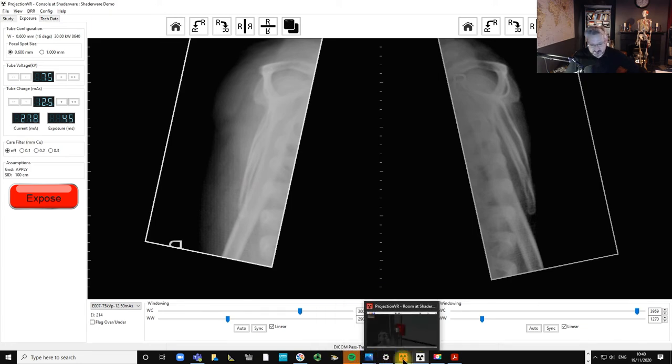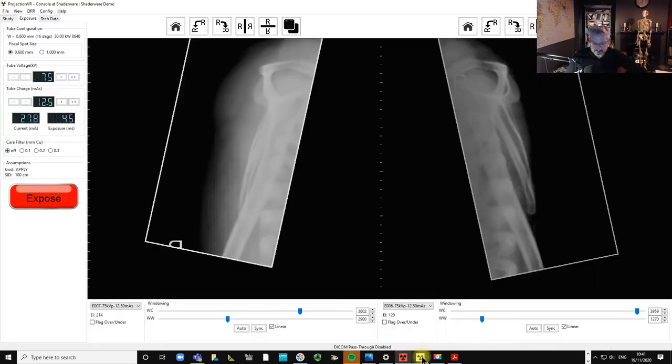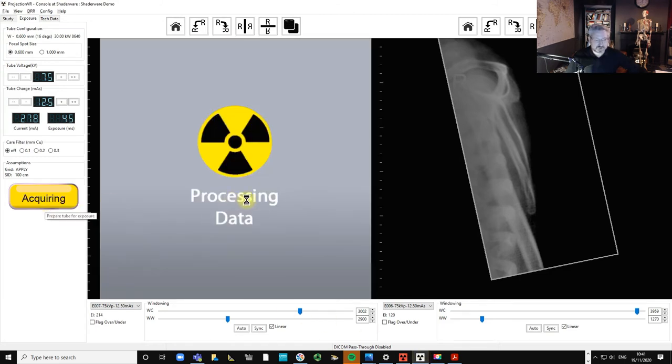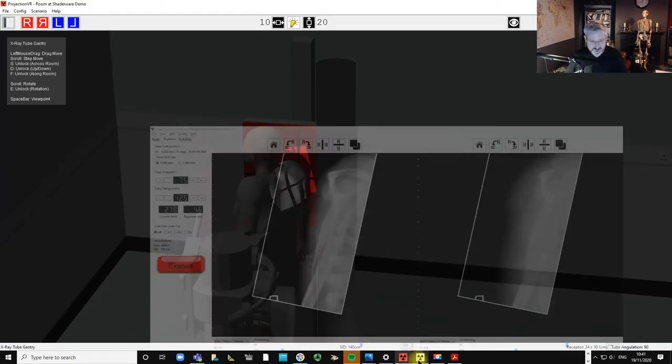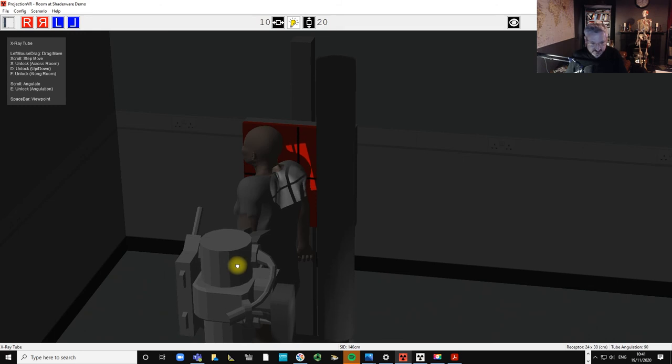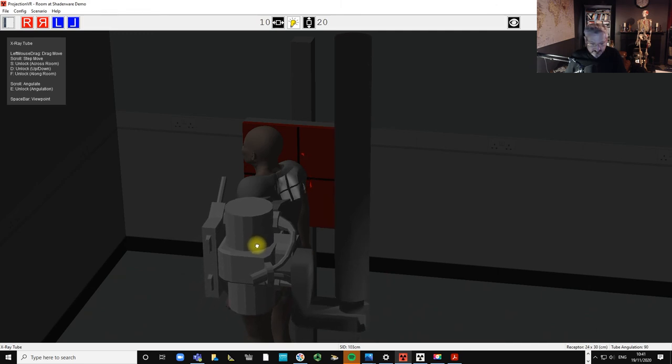So we'll move the patient back. Okay, so we're nearly there with the coracoid. So we've got the clavicle here. Not too bad, not too bad. Let's do the 15 degree down. Well, actually, what we'll do is we'll bring the tube in to 100 centimetres. See what effect that has.